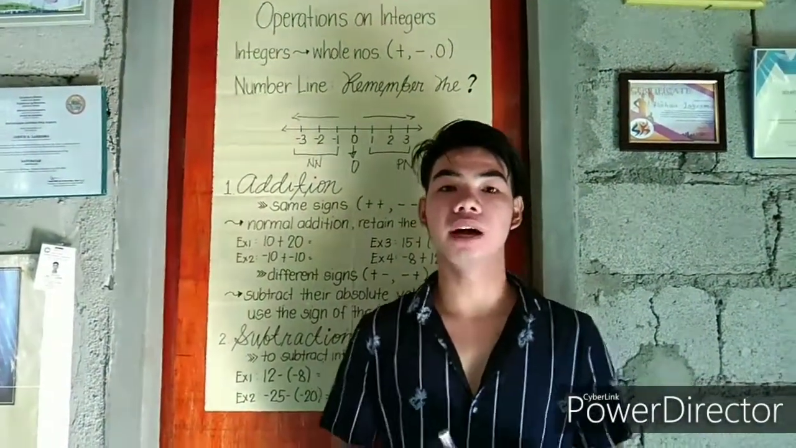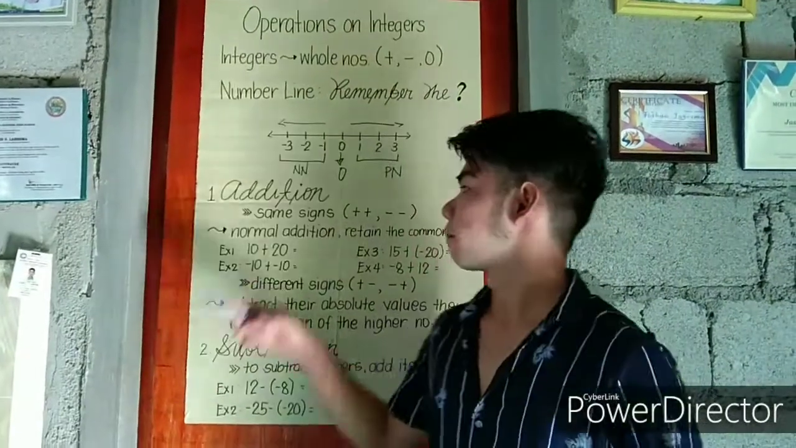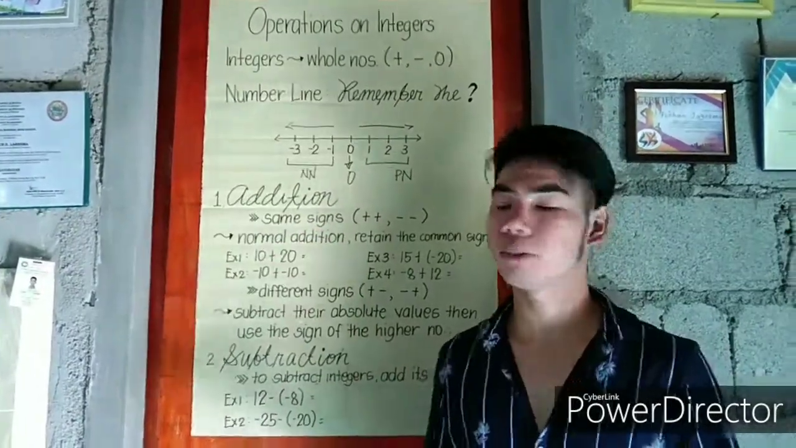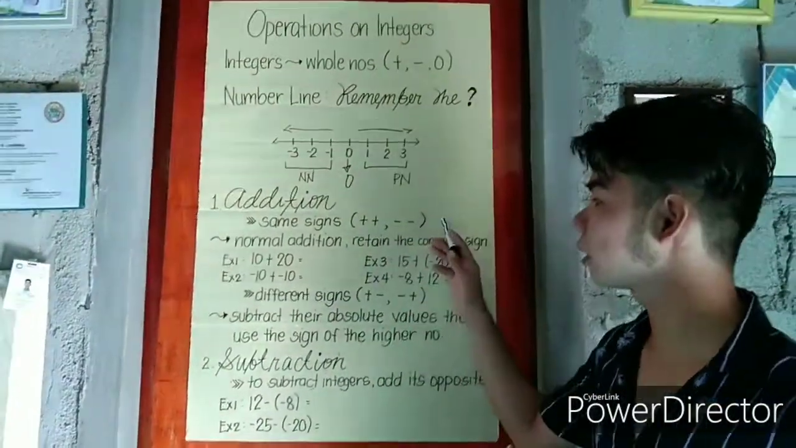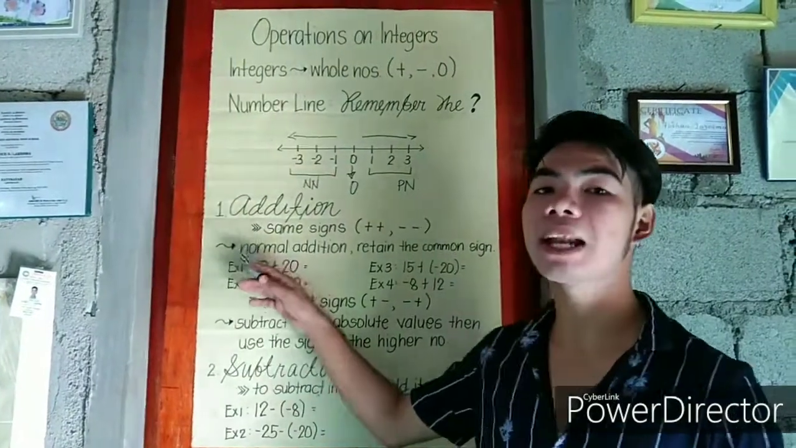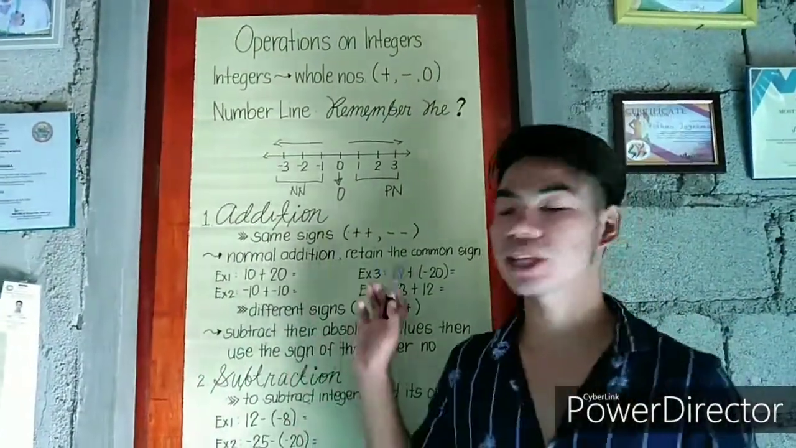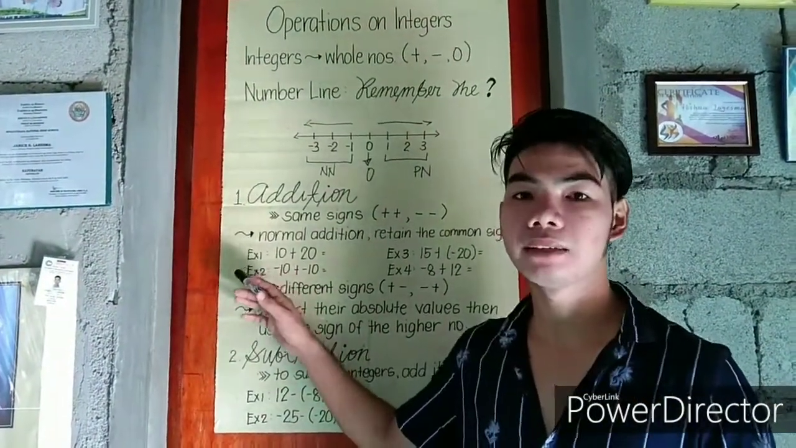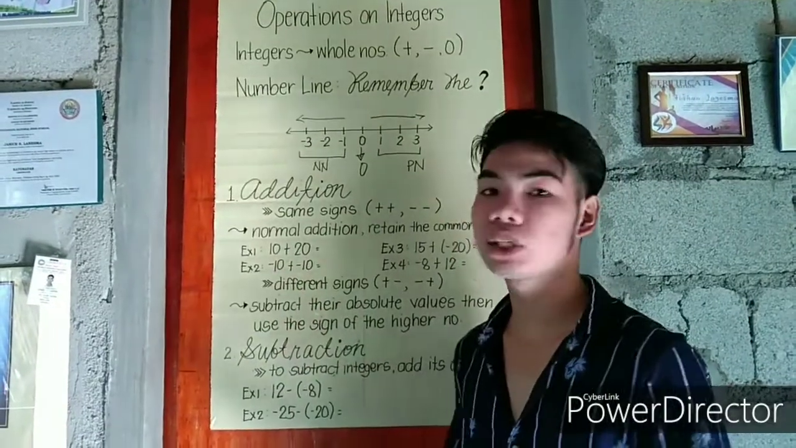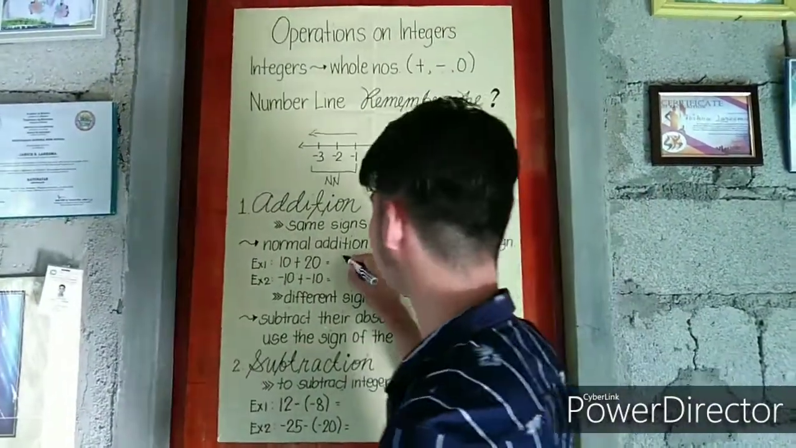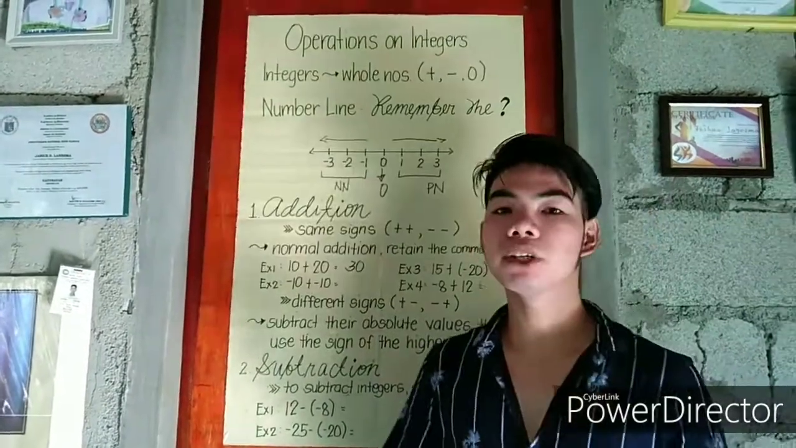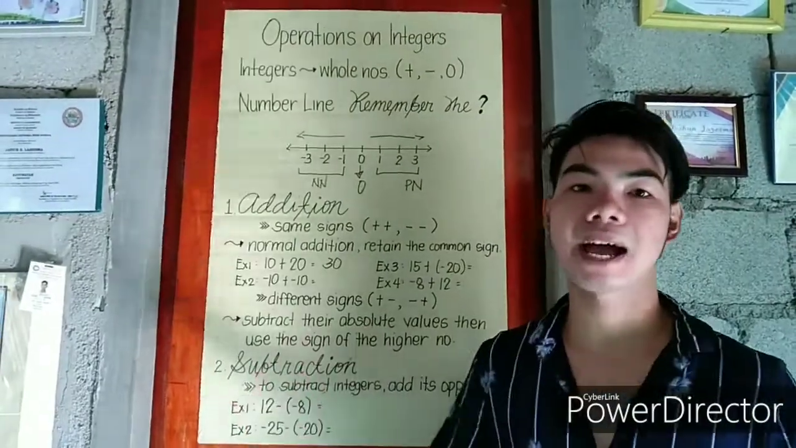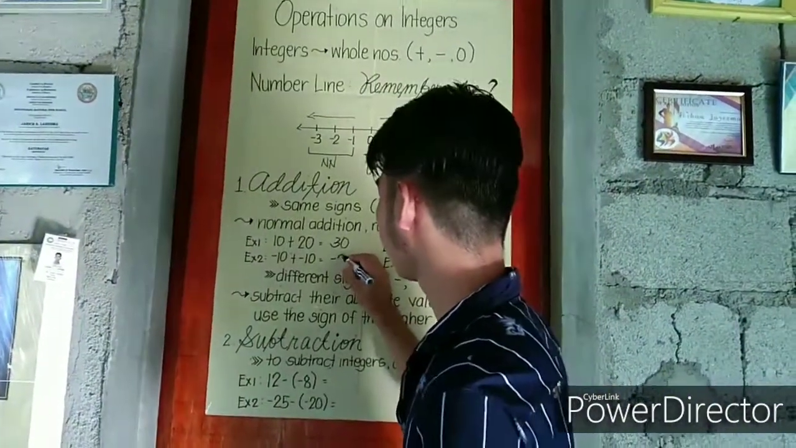In adding integers, there are two things to consider with regards to the signs, of course. If they are the same signs, it could be positive and positive or negative and negative. All we need to do is normal addition and just retain the common sign. Let's apply this. Example number 1: positive 10 plus positive 20 gives you a positive answer, which is 30. Example number 2: negative 10 plus negative 10 gives you a negative answer. So that is negative 20.